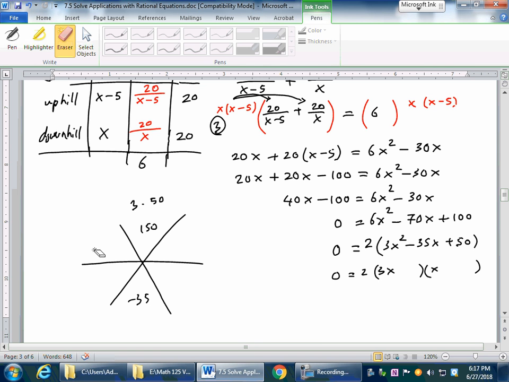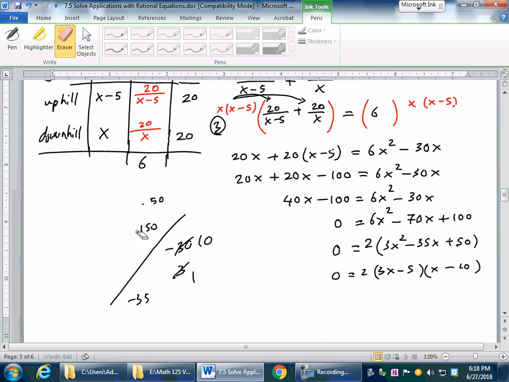So 150 is basically, you can think about it as what? Negative 5 times negative 30, right? Because 5 times 30 is 150, and then when you add it up, it will be negative 35. And remember, you need to divide it by 3, so when you reduce it, it will be 1 and 10. So my factors will be 3x minus 5, that's one factor, and then x minus 10, that's another factor. So hopefully you got that correctly.